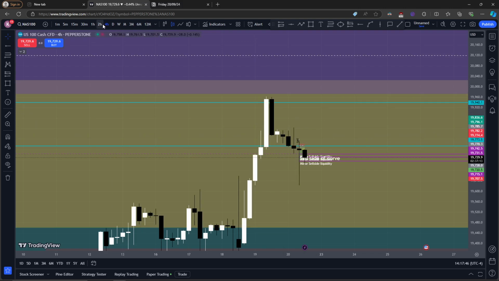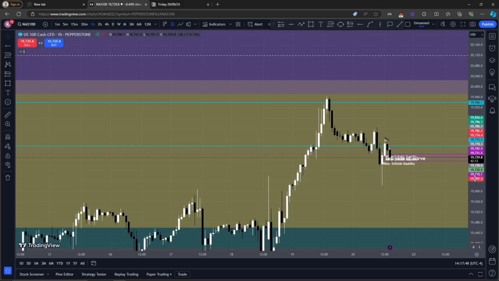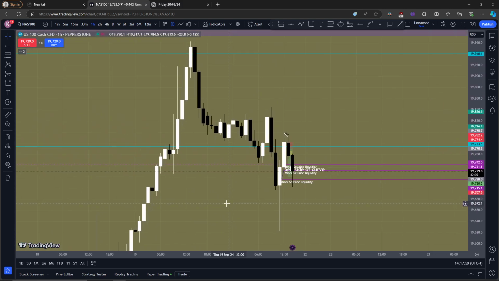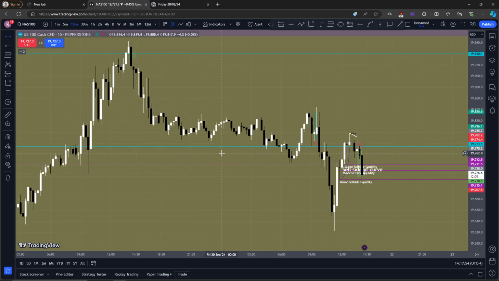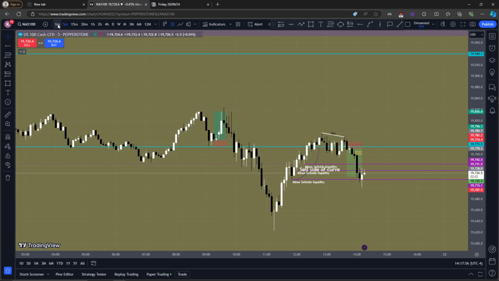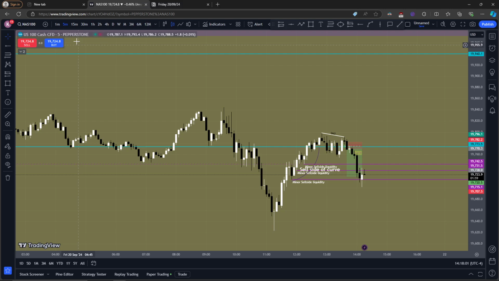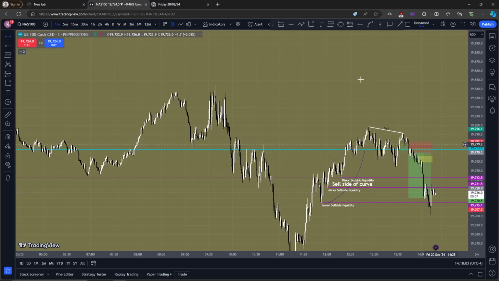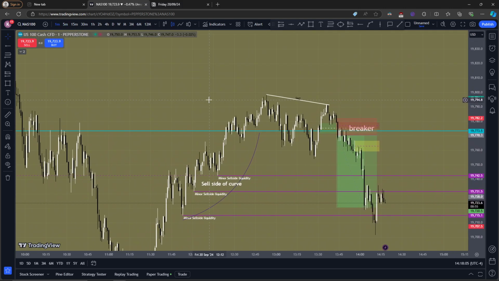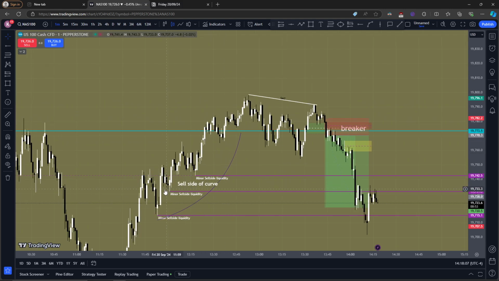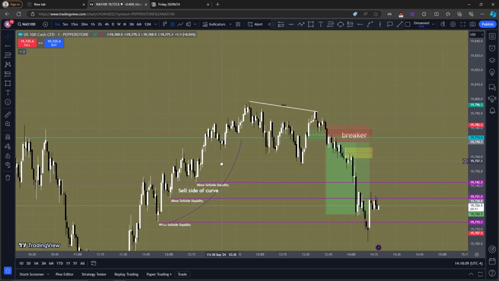Going on the 1 hour, which will be clearer. Going on the 5 minute, sorry, not that, but 1 minute. So what happened is we can see that here we have a sell side of curve coming.